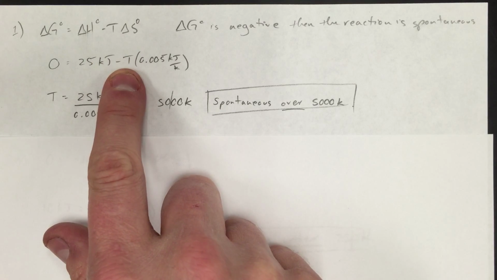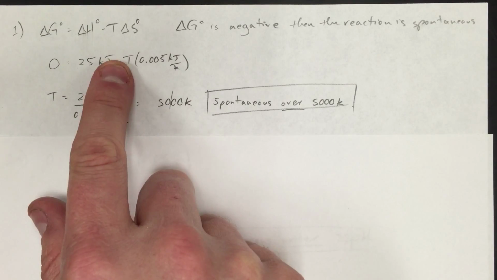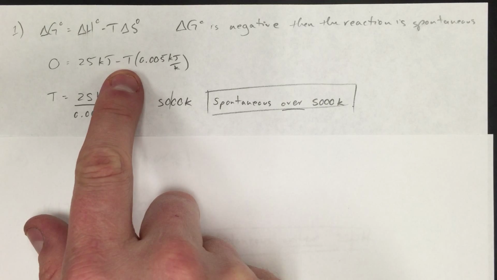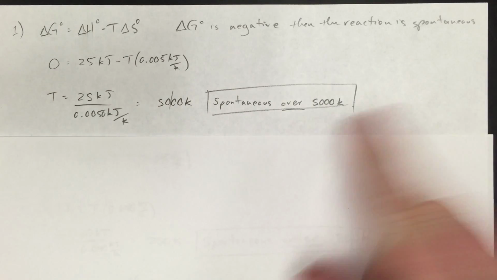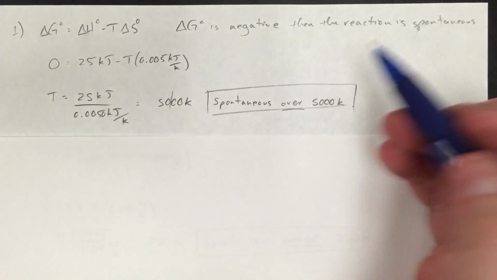5,000 is the minimum number to make this entire thing 0. And if this number is bigger, that means it'll be less than 0, so it's spontaneous over 5,000 Kelvin. You could also do this with an inequality, but you don't really need to.